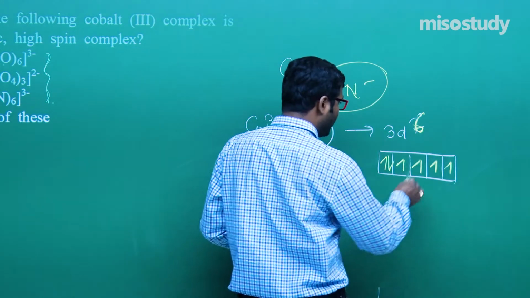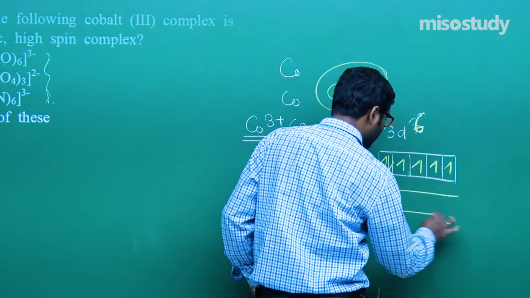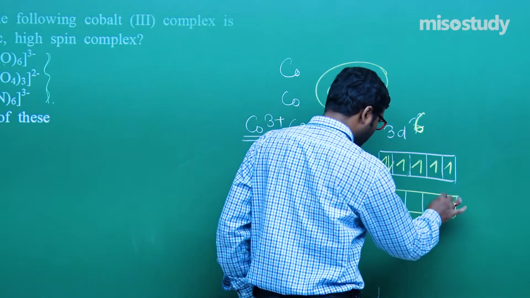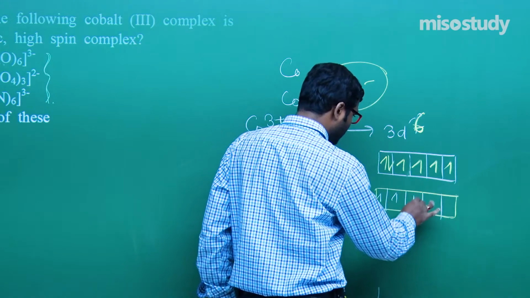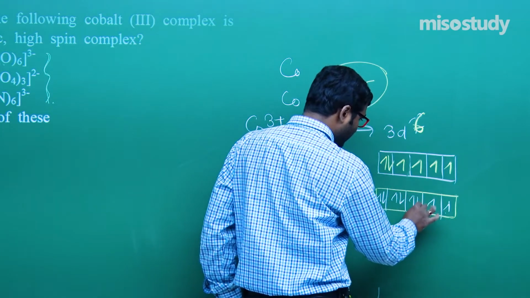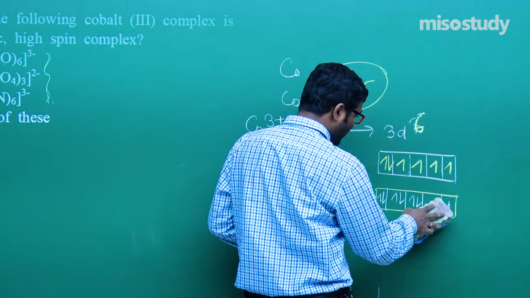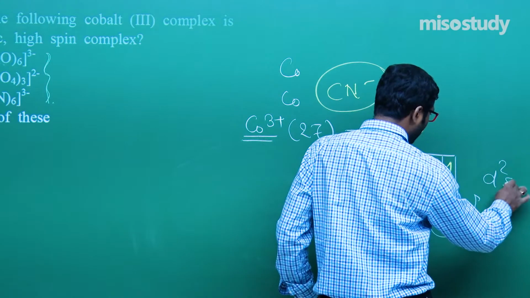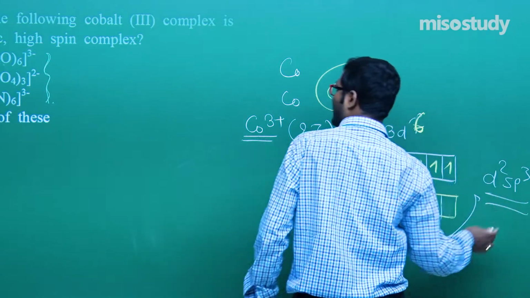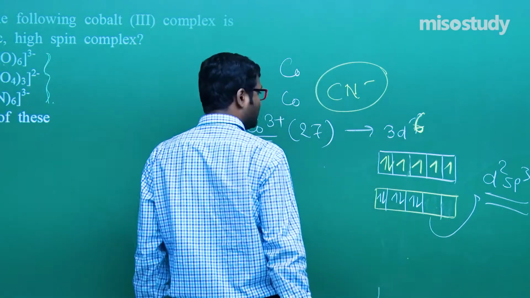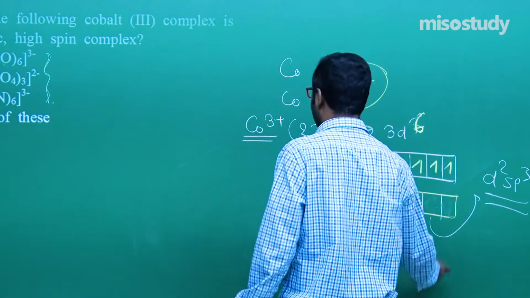Now pairing will be done. What will happen in this case? Check it out. It can be represented like this: 1 2 3 4 5, then 6. Now pairing, this will come here, this will come here. So in this case the hybridization is d2sp3, that is a diamagnetic substance, no unpaired electron and a low spin complex. Clear, inner orbital complex.